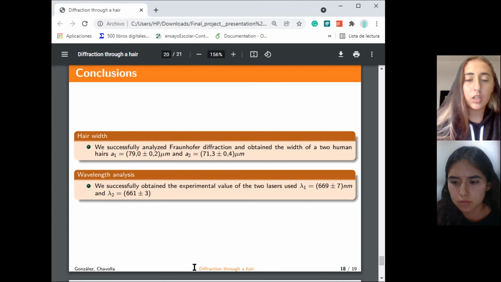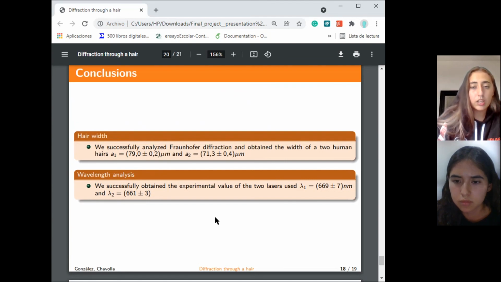And to conclude, in both experiments, we successfully obtained the width of a single human hair by analyzing the Fraunhofer diffraction pattern. In the first experiment, we obtained a value of 79 plus minus 0.2 micrometers, and in the second experiment, we obtained a value of 71.3 plus minus 0.4 micrometers.